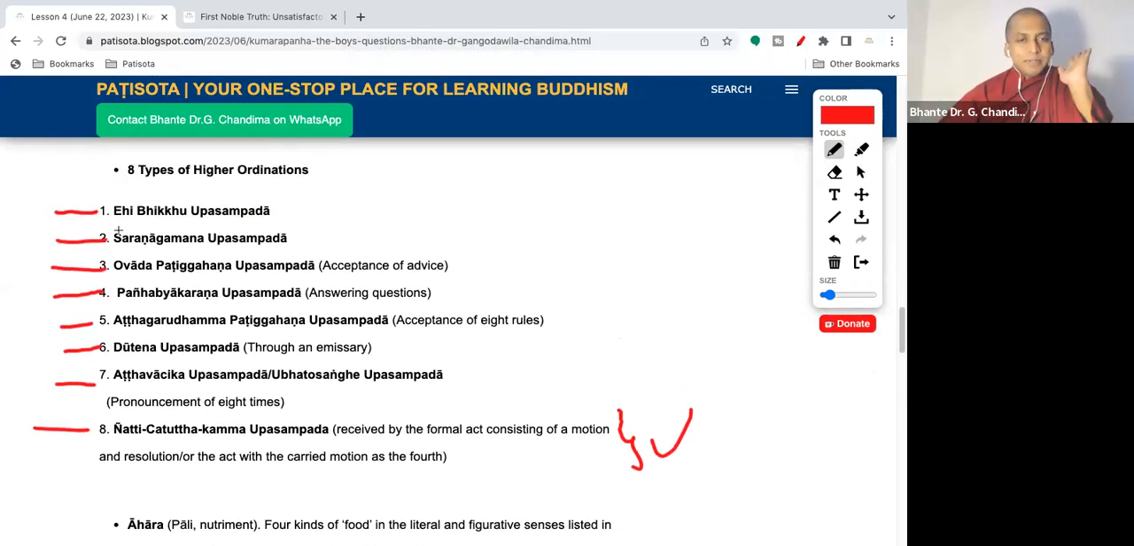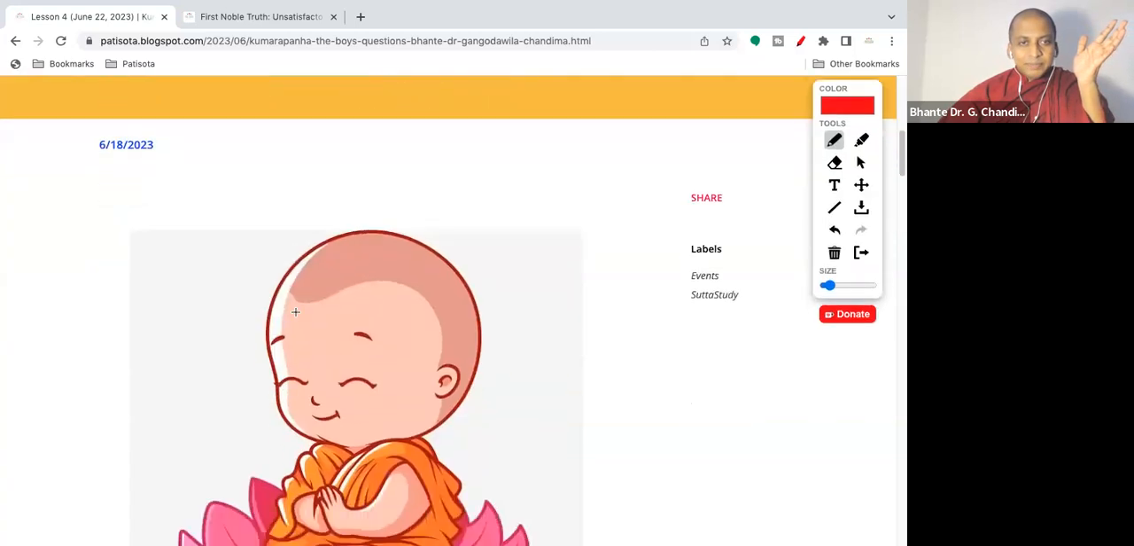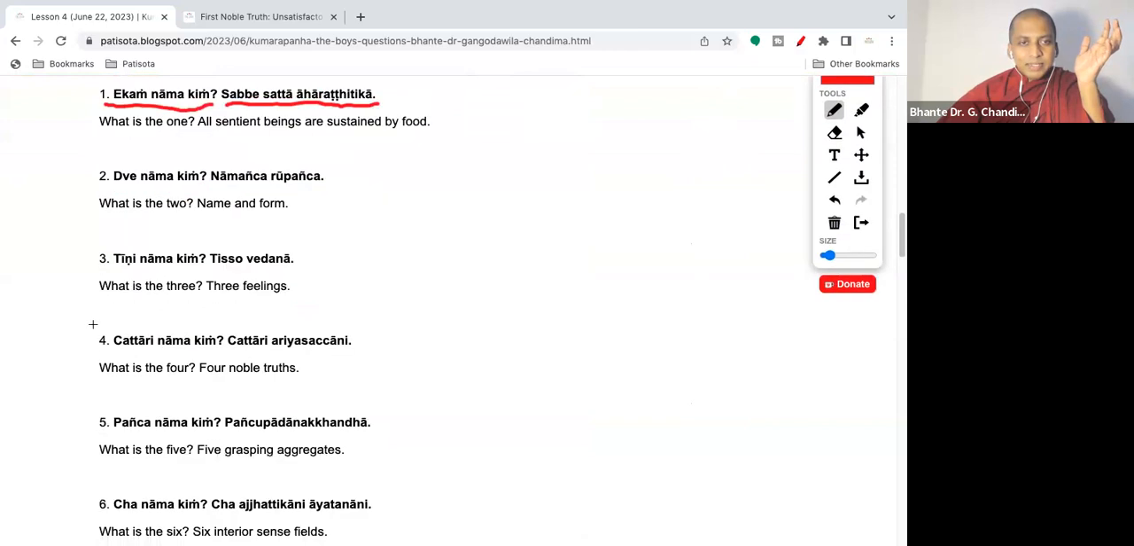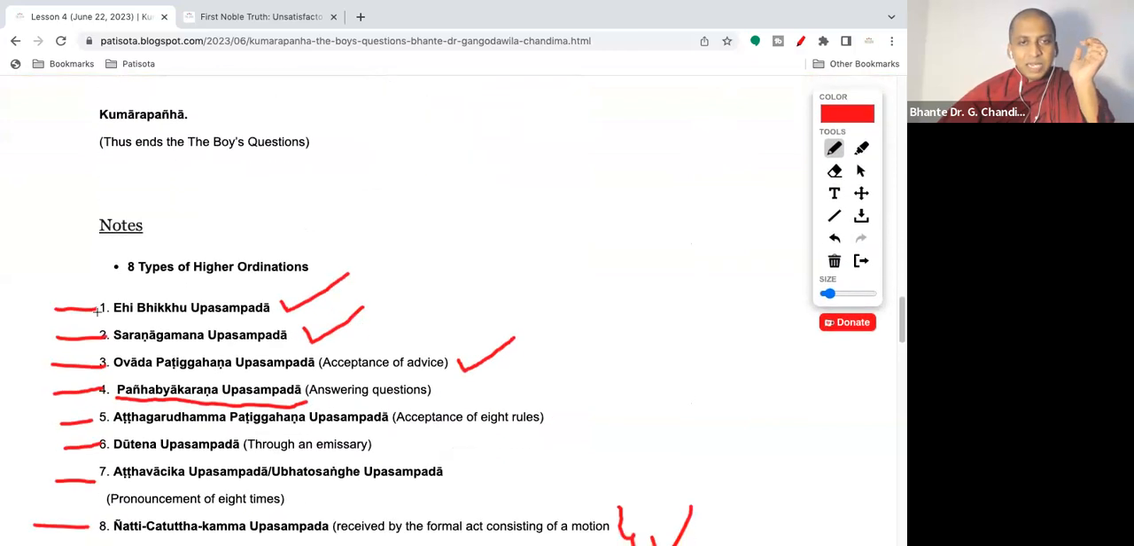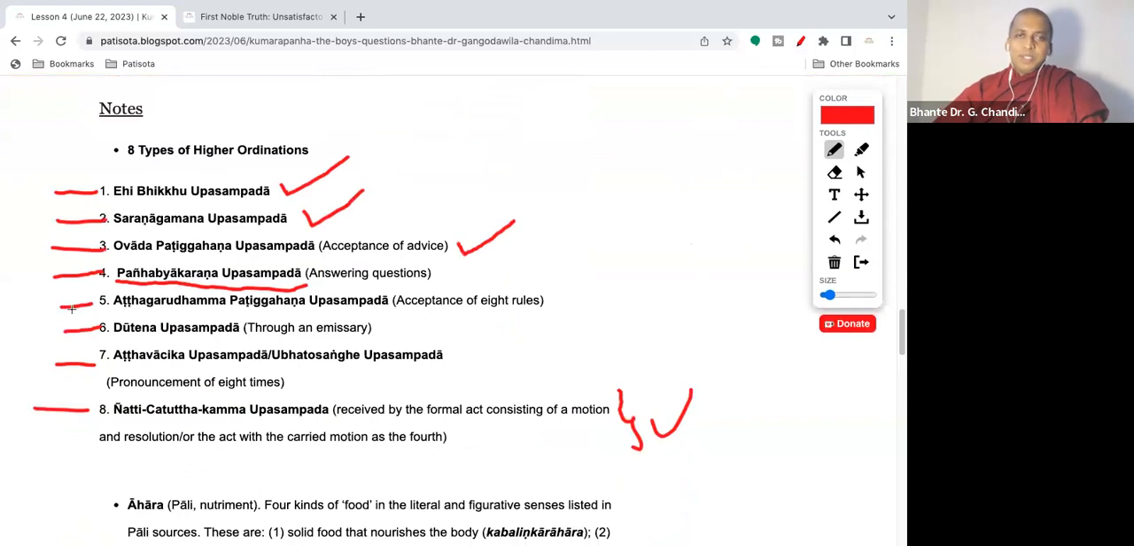Other ones are not performed by any Sangha, because Ehi Bhikkhu should be given only by the Samma Sambuddha. Saranagamana is the same. Ovada Patiggahana was also the same. Panya Vyakarana, see this one. See this, the type of text that we are studying today, what was relevant to Sopaka. This is the Panya Vyakarana Upasampada. So the Buddha asked these 10 questions, and he was able to successfully answer. That is called Panya Vyakarana Upasampada.